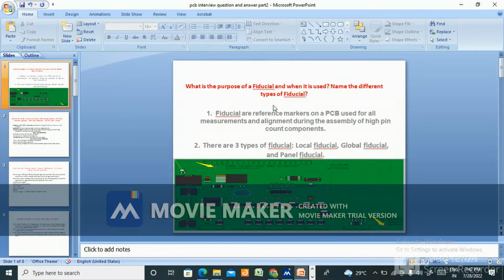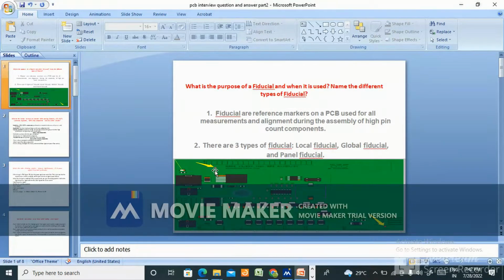Name the different types of fiducial. Fiducials are reference markers on a PCB used for all measurements and alignments during the assembly of high pin count components. See, when the PCB is very dense, then manual assembly is not possible. The machine assembly should be there. They will do the machine assembly. So for that purpose we need fiducials, the reference marker on a PCB used for all measurements and alignment during the assembly of high pin out components.